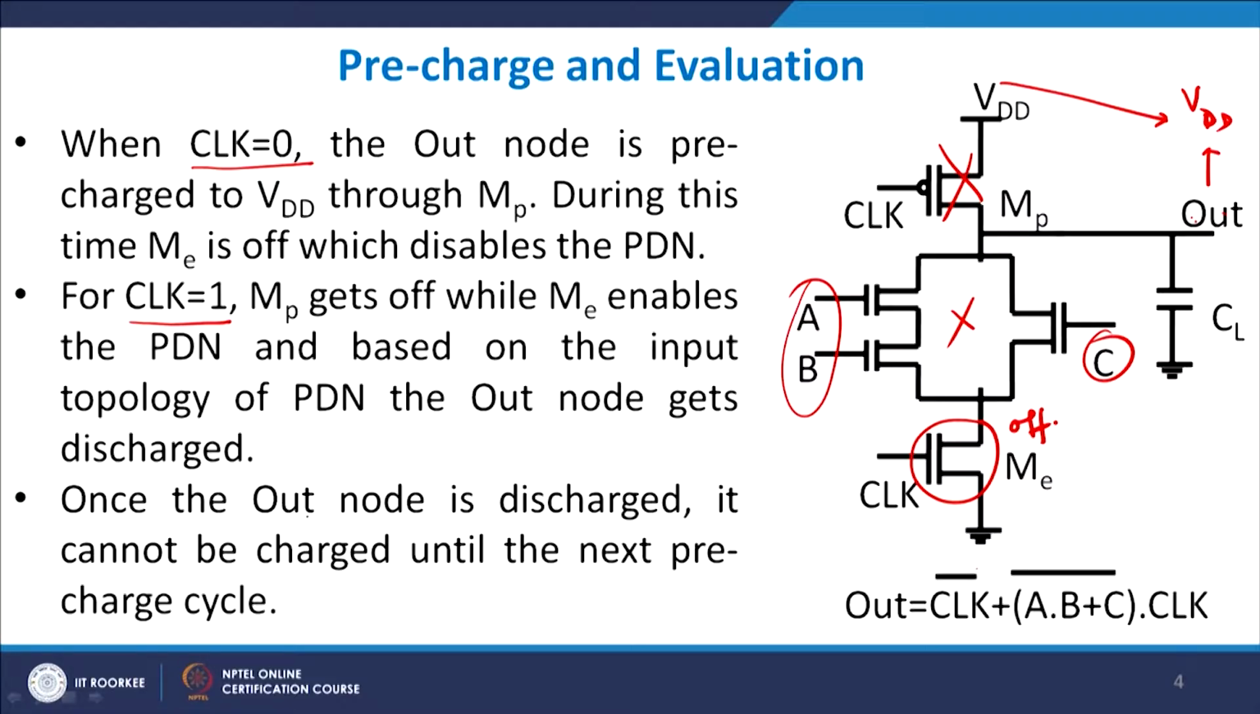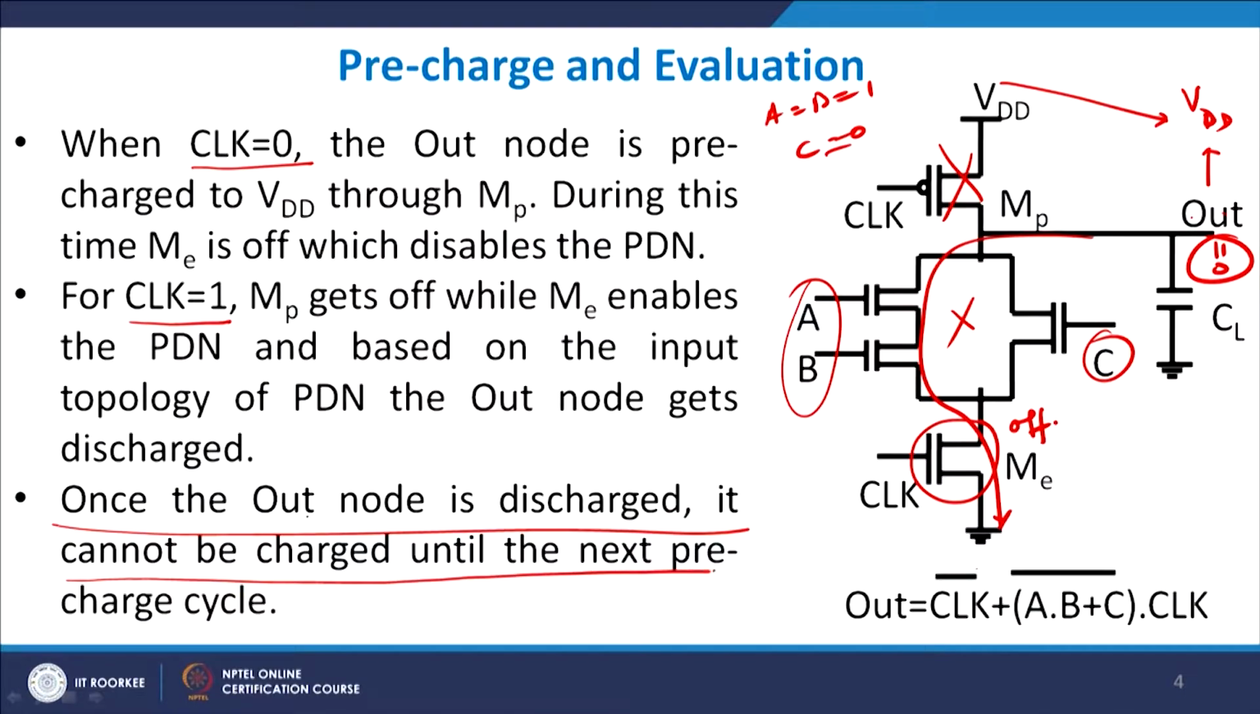Now, suppose A equals B equals 1 and C equals 0, then out will discharge through this path and out will go to 0, clear. When out goes to 0, we get an important issue here: you will never be able to recapture the value equal to VDD until your clock goes to 0 once again. So, till your clock goes to 0, your output will never go back to VDD. In the sense that once the out node is discharged, it cannot be charged until the next precharge cycle.